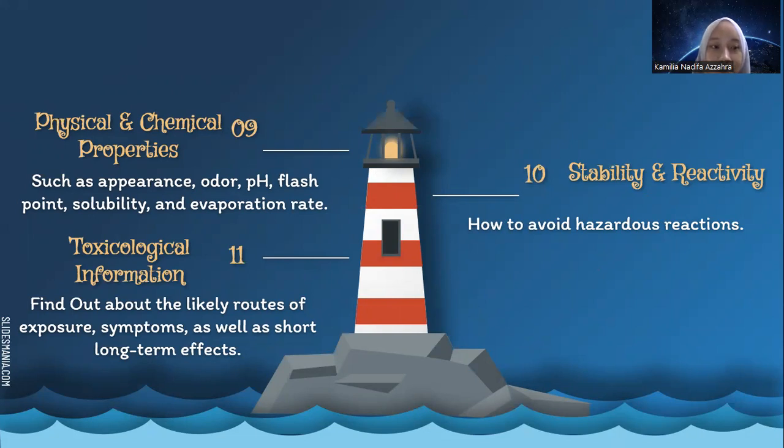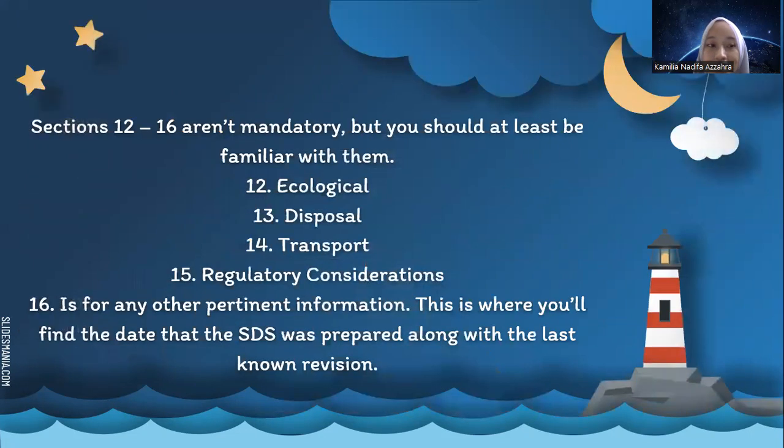Section 11, toxicological information. Find out about the likelihood of exposure, symptoms, as well as short and long-term effects. Sections 12 to 16 are not mandatory, but you should at least be familiar with them: ecological, disposal, transport, and regulatory considerations. Section 16 is for any other pertinent information. This is where you'll find when the SDS was prepared, along with the last known revision.